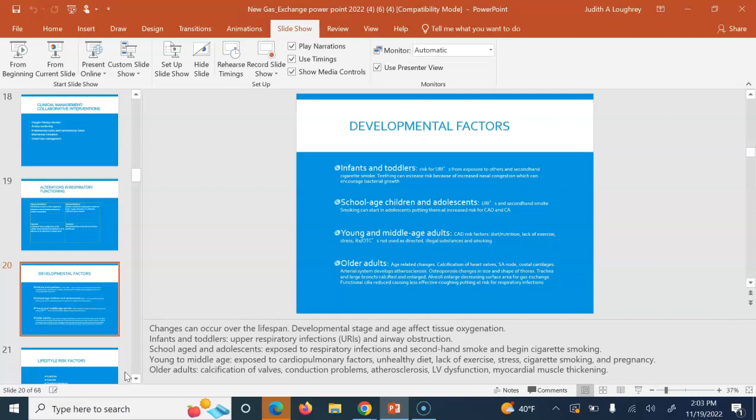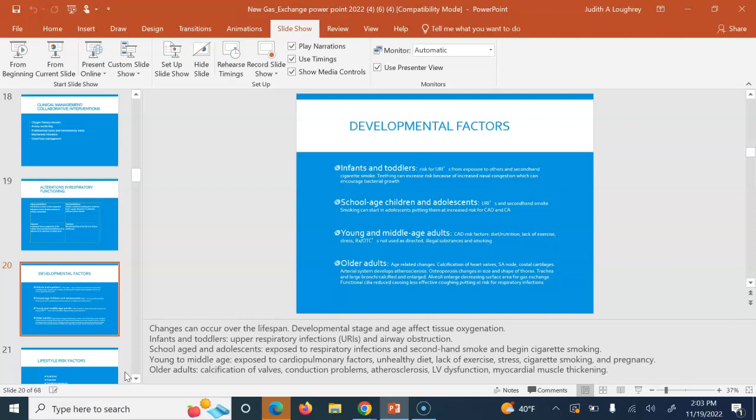In young and middle-aged adults, we start to see coronary artery disease risk factors: diet and nutrition, lack of exercise, stress. Management of stress is very important to prevent respiratory difficulties and cardiovascular disease. And they also start to use illegal substances and smoking. We know that opioids do suppress the breathing, and that's something that we're seeing as an epidemic in today's society. Most of the people who overdose have overdosed to the point where they have suppressed their breathing or stopped their breathing.